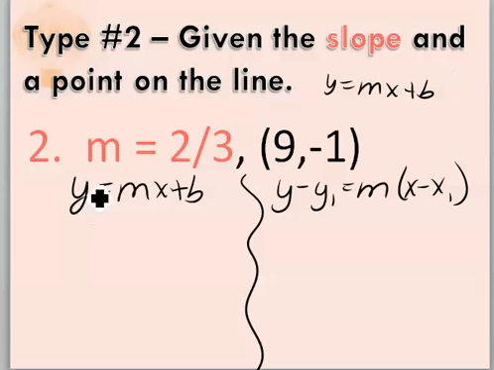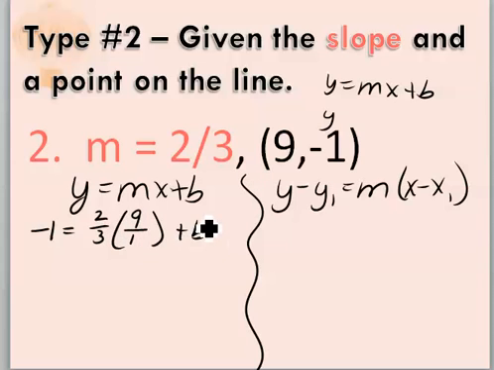So for number 2, I know y from the point is negative 1, m is 2/3, x is 9. However, since I'm multiplying by a fraction, I'm going to put 9 over 1 plus b. We have two fractions being multiplied. We can cancel before we multiply. 3 divided by 3 is 1. 9 divided by 3 is 3. And if we multiply across, 2 times 3 is 6, and the ones on bottom disappear.